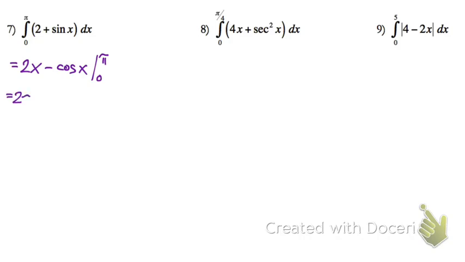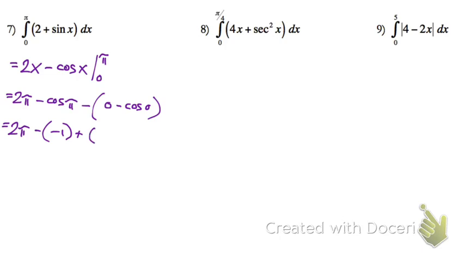So if I plug in pi, I get 2 pi minus cosine of pi. Fundamental theorem of calculus says to do f of b minus f of a. If I plug in 0, I get 0 minus cosine of 0. So this is 2 pi minus cosine of pi, which is negative 1, minus 0, and then plus cosine of 0, which is 1. So this is 2 pi plus 1, which is 2 pi plus 2.